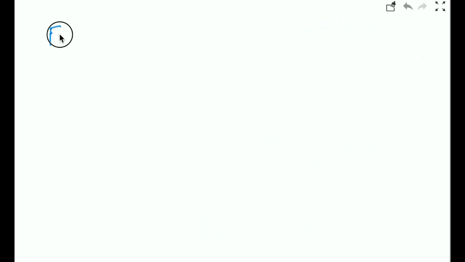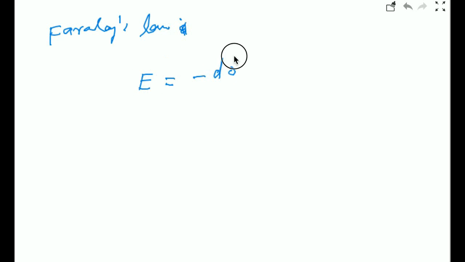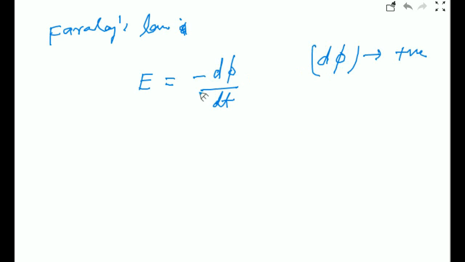So Faraday's law you can write in numerical terms. Induced EMF is the rate of change of flux. The minus sign is indicated because the flux is changing. So d phi will always have a positive value, and the minus shows that the induced EMF always opposes the change.